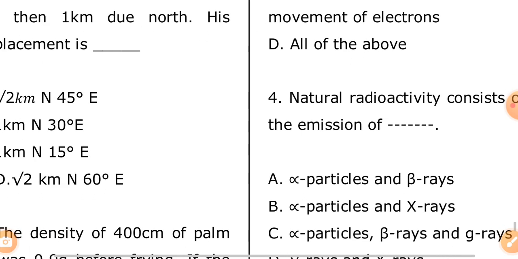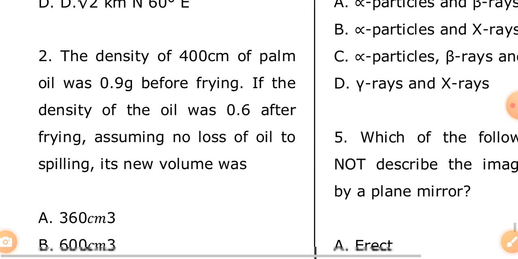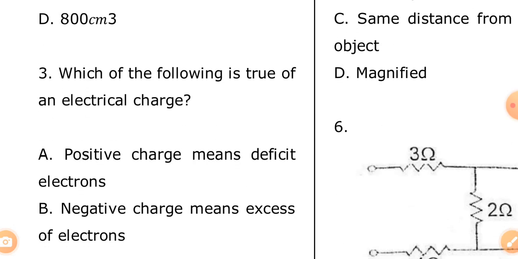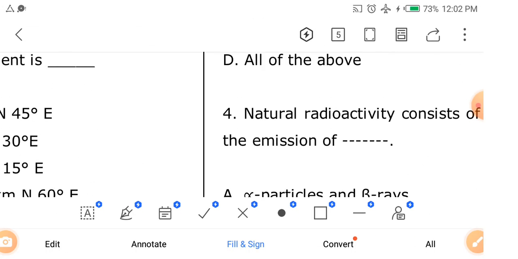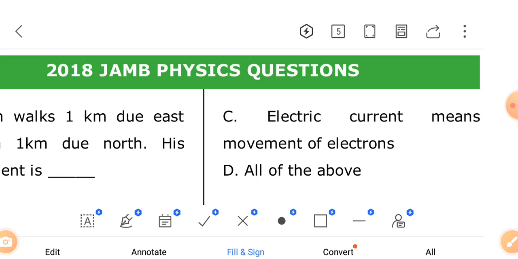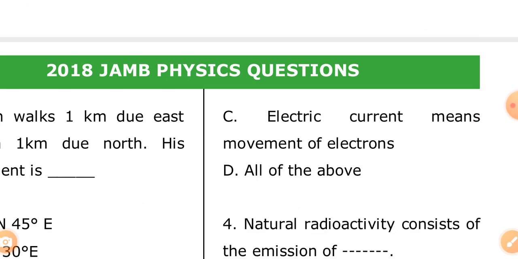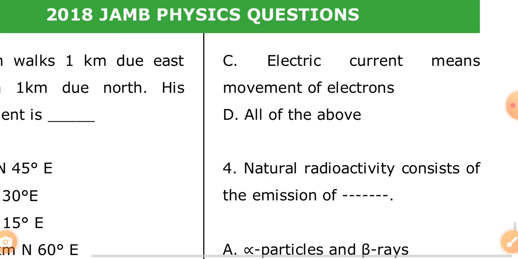So we said the following: positive charge means deficit of electrons. Yes. Negative charge means excess of electrons. Yes. Then electric current means movement of electrons. That is correct. That is why you say all of the above. Let's look at question number 4.